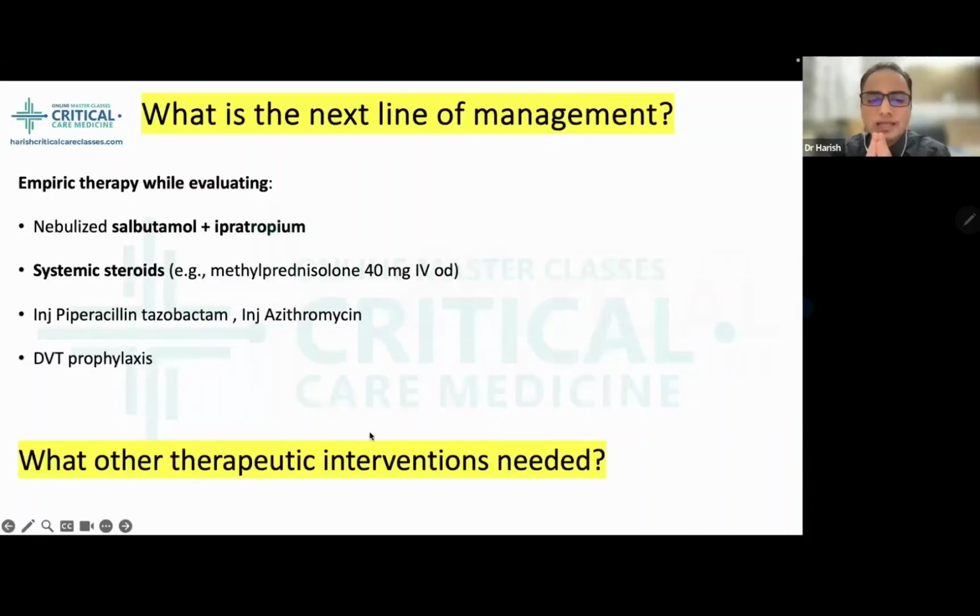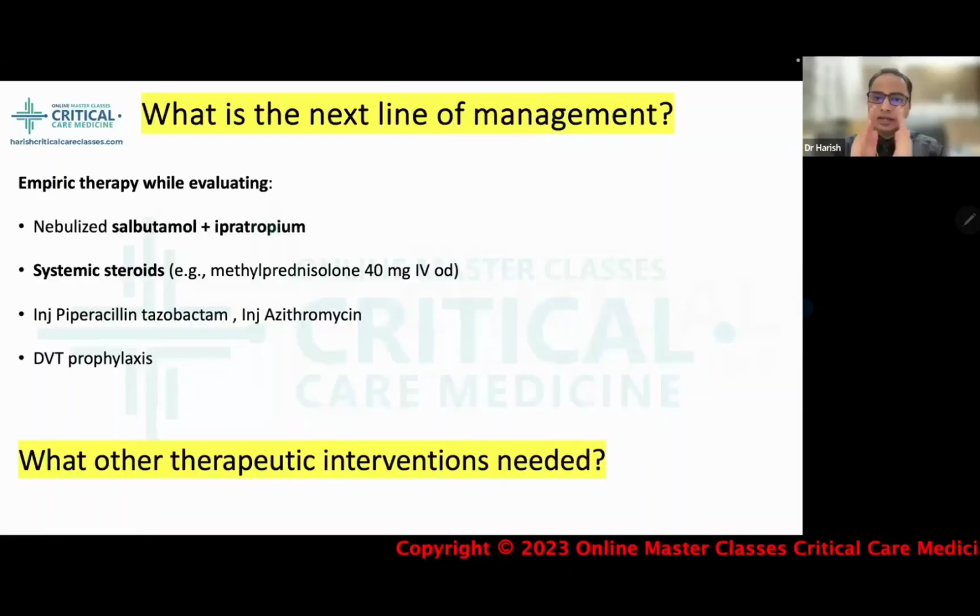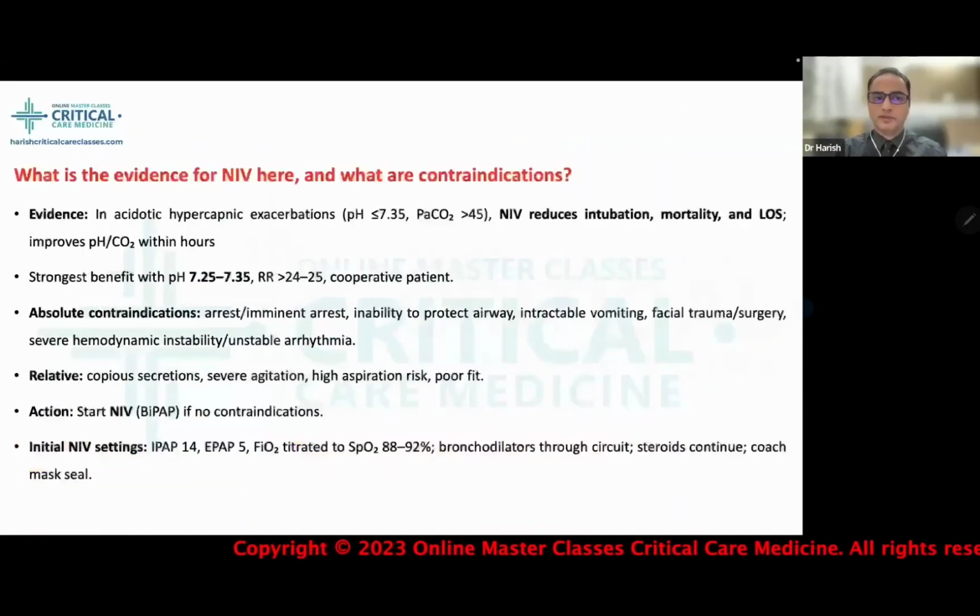What other important therapeutic intervention is needed at this level? There is no doubt the patient is having acute on chronic type 2 respiratory failure, tachypnea is there. We have done some part of the medical management hand in hand. One of the major therapeutic interventions needed is non-invasive ventilation. So what is the evidence for NIV here?